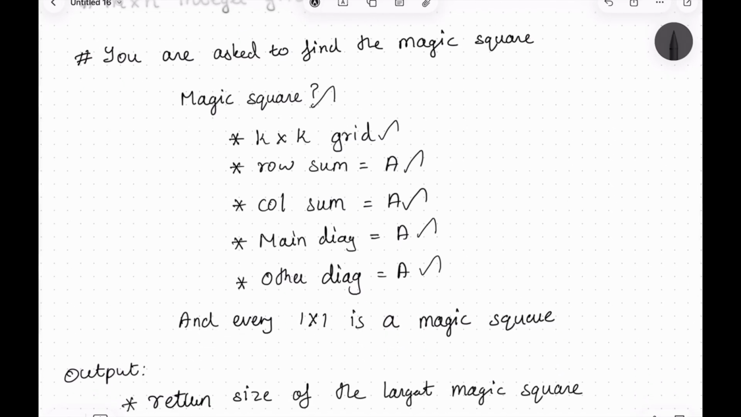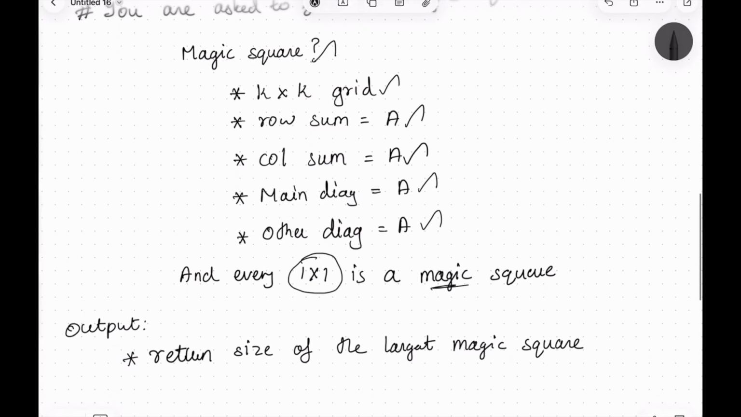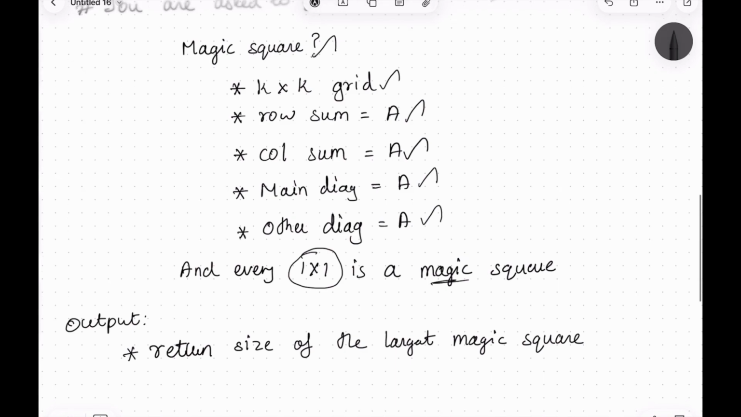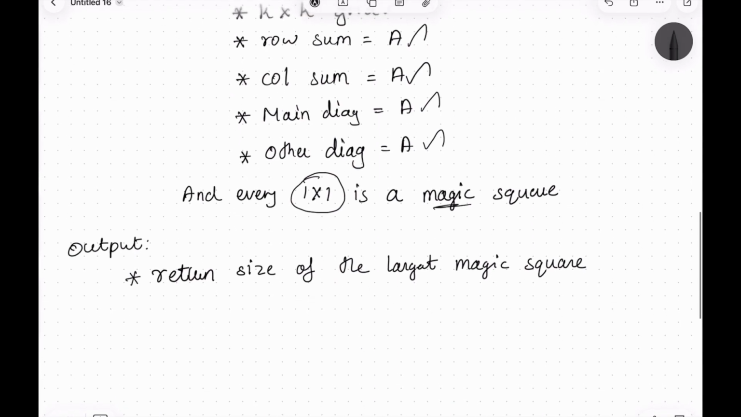And to note this point, every 1 cross 1 square is a magic square, right? Because it has the same value for the diagonals and only one value for the row, and because of that it is a magic square. So in this problem we have to return the size of the largest magic square which could be formed out of the m cross n grid.